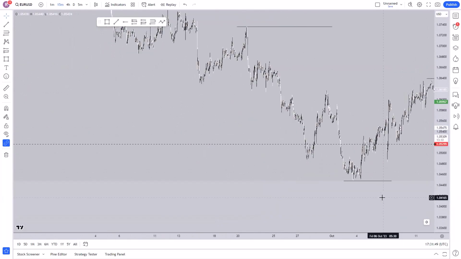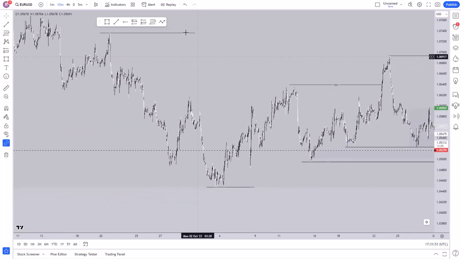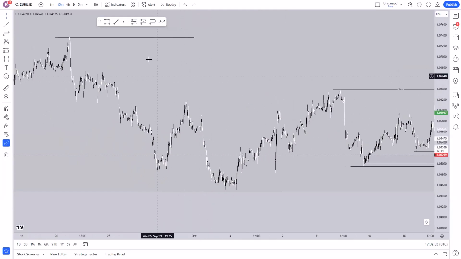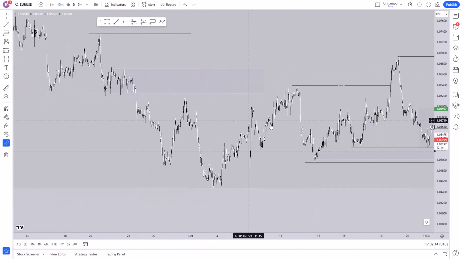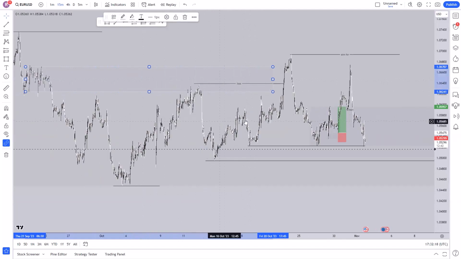Oh wait, apologies. No, I was looking at the wrong area. Sorry. High, low, high, low, high, low, and then we've got this high here. We've come and we have this whole supply range here. Okay.